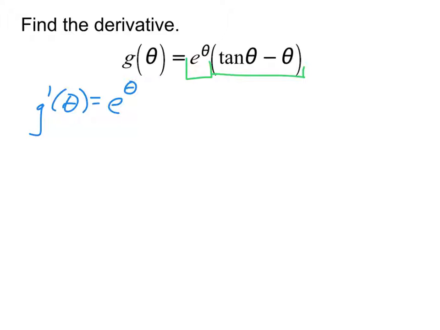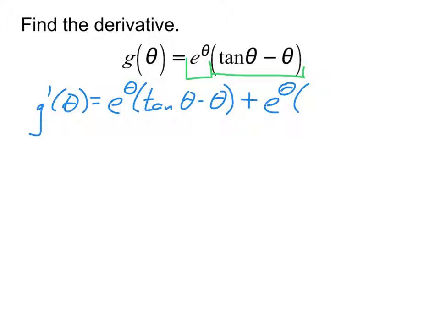And then, so that's the derivative of e to the theta. So that multiplies by the other function exactly as it is, unchanged. So it's tan theta minus theta. Now that's going to be plus. Okay, now this one I switch which one I'm taking the derivative of. So I take the e to the theta just as it originally was, and I multiply that by the derivative of, in this case, what's in the parentheses, the tan theta minus theta.